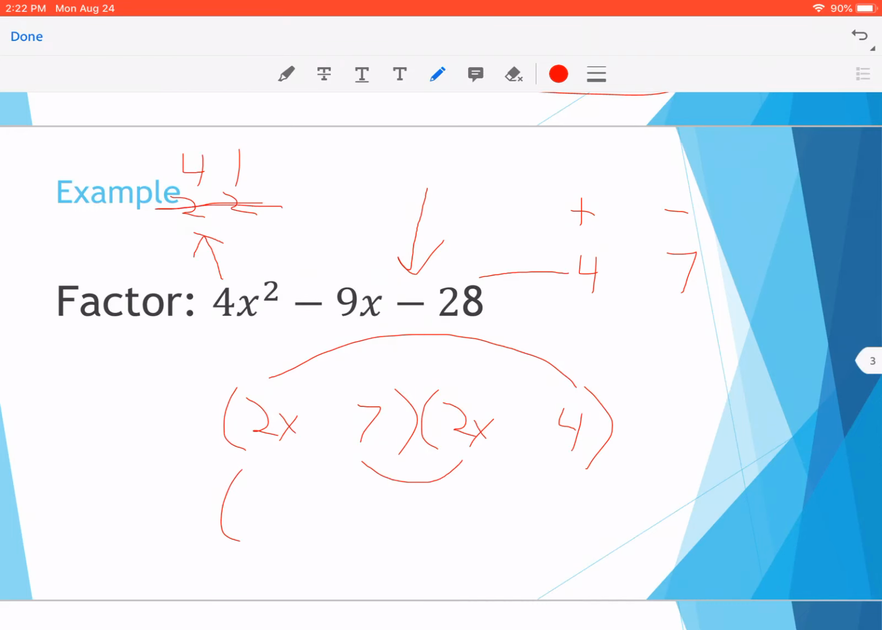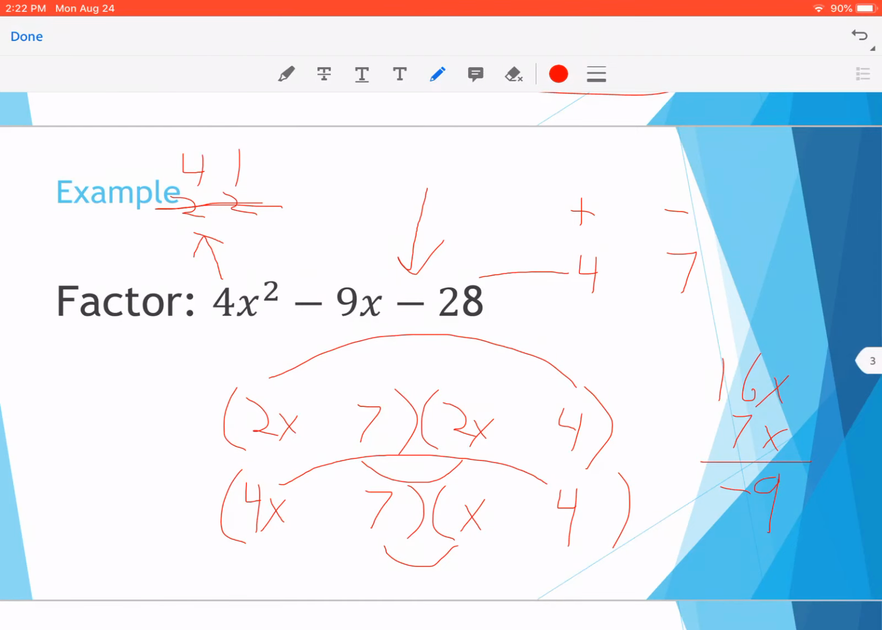Let's try 4 and 1. So let's try 4x. Remember, 1x is the same as x. You don't need to put a 1 in front of it. Okay, so maybe I need to put a 7 then a 4. Let's see if we could do something with that. All right, outside is 16x. Inside is 7x.